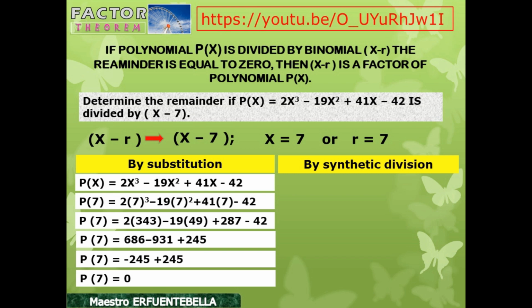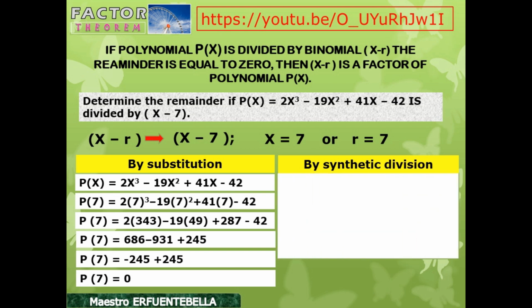Okay, so let's proceed to synthetic division. Our r now is 7 and our numerical coefficients are 2, negative 19, 41, and negative 42. The given p of x is already arranged in descending order of power. So bring down the leading coefficient 2 and multiply by 7, which is 14. Added to negative 19, it equals negative 5.